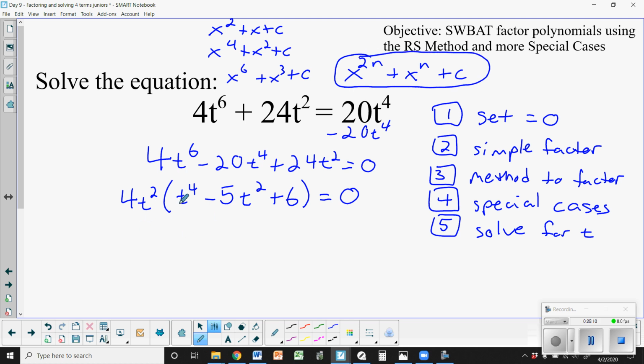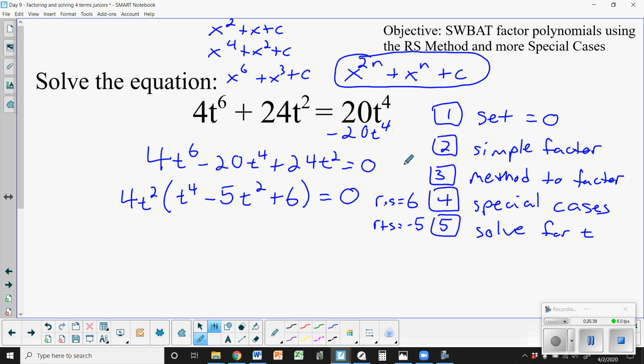All right, so we have t to the fourth, we have a t squared, and we have a constant. We simply factored, now we're looking for a factoring method. We have 1, 2, 3 terms, and it is quadratic-like, so let's try to factor that. So we have to check our RNS. If RNS doesn't work, then we have already done all we can do. So we have r times s equals 6, r plus s equals -5.